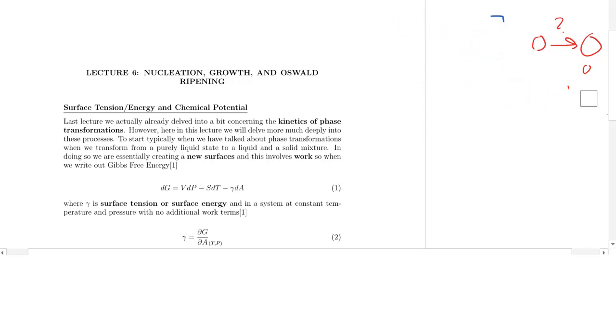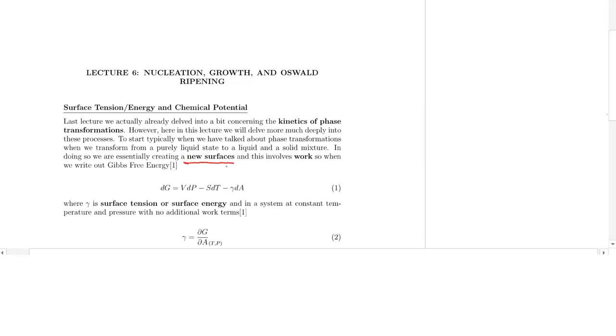So I'm just going to erase this real quick, just to give me some more room. We have talked about previously, in class, that whenever you're creating a solid and liquid two-phase region, you're creating surfaces. So I want to highlight that here.